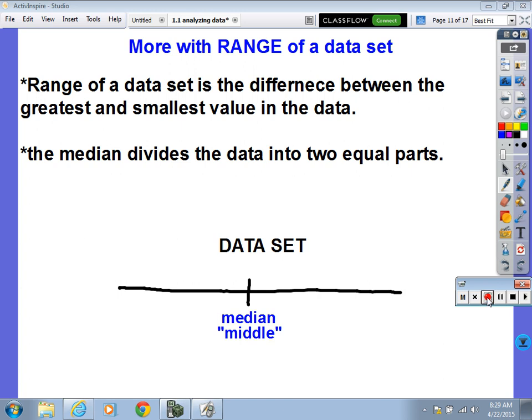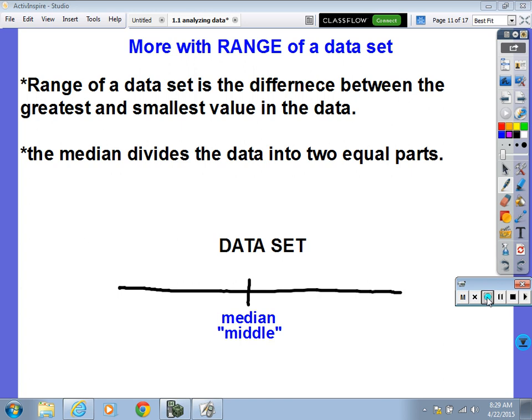And then we know that the median, just like if you're driving down the freeway or down a road, the median is the middle of the data set. So I'm giving you an example here so that you can see how box and whisker plots work. Box and whisker plots dig deeper into range, and they dig deeper into median as well.